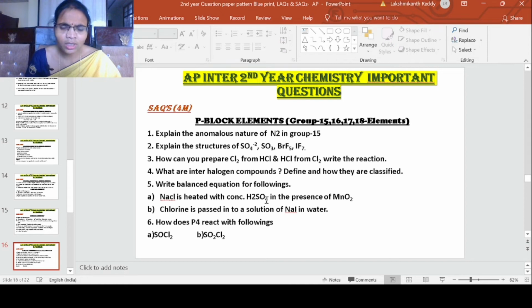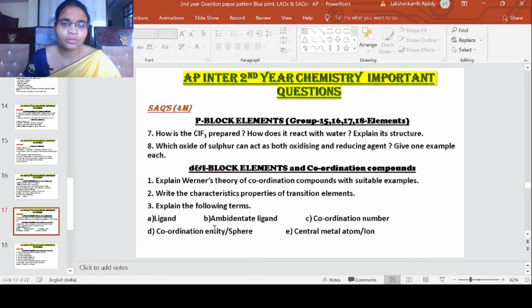NaCl is heated with concentrated sulfuric acid in the presence of MnO2. Chlorine is passed into a solution of NaI, sodium iodide, in water. So how does P4 react with the following: SOCl2, SO2Cl2? Okay, next finally. So how is ClF3, chlorine trifluoride, prepared? How does it react with water? Explain its structure. So which oxide of sulfur can act as both oxidizing and reducing agent?